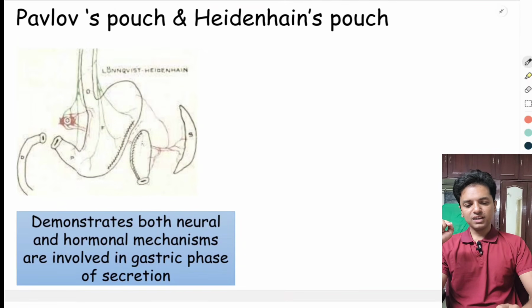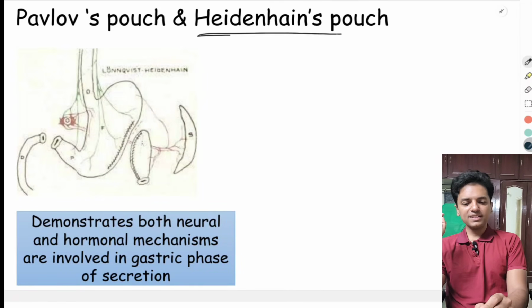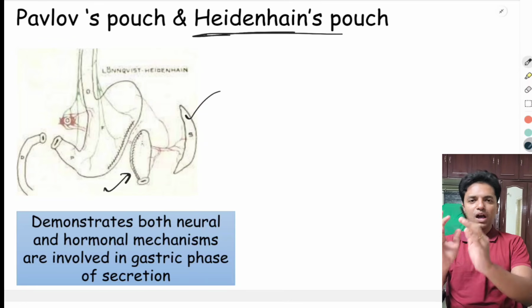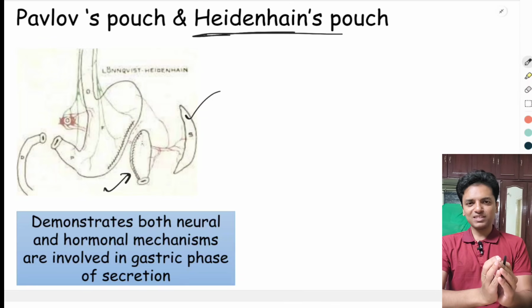So what we do is, there are two pouches which we create. First one is called the Pavlov's pouch, and the second one is called the Heidenhain pouch. So this one is the Pavlov's pouch and this one is the Heidenhain pouch. What is the difference between these two? A pouch is made out of the stomach, same as that of the stomach, but it is anatomically made separate from the main stomach.